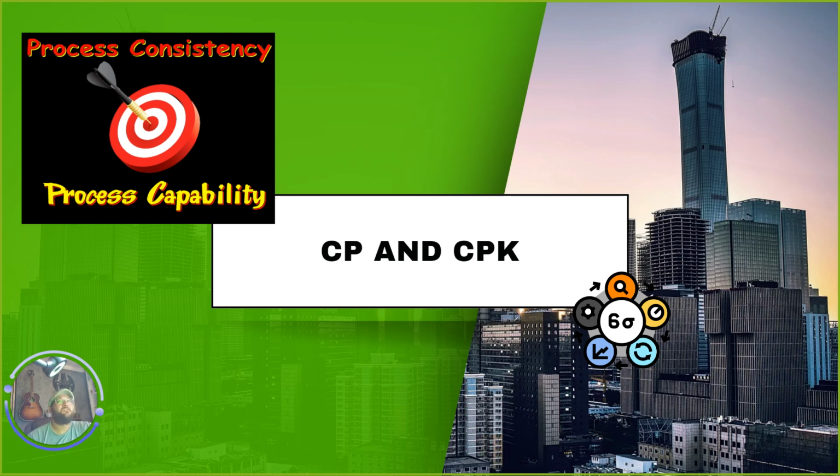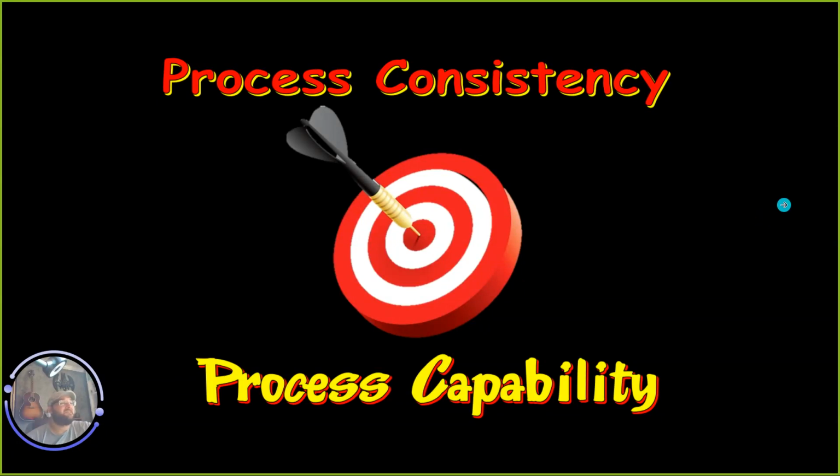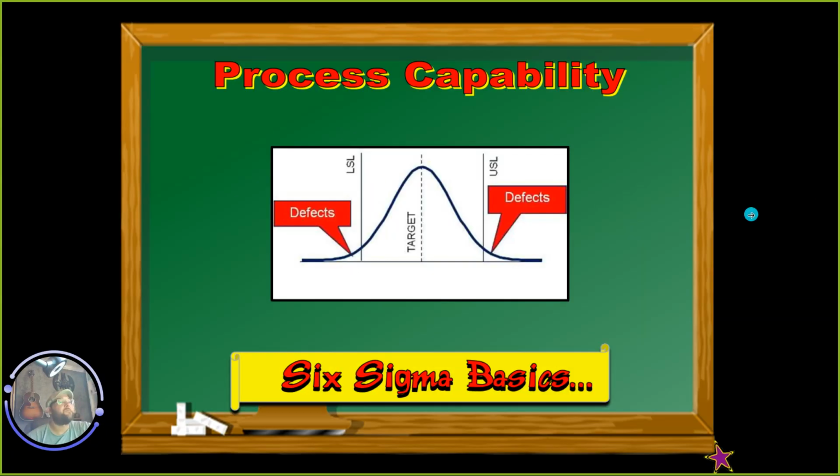In CPK, what's really cool about it is process consistency and process capability, right? When we look at our target range, our LSL and USL are two separate entities. Oftentimes when we have errors or mistakes and they start to cluster, we can see from the data where we're shifted towards, whether it's the lower specification limit or the upper specification limit.